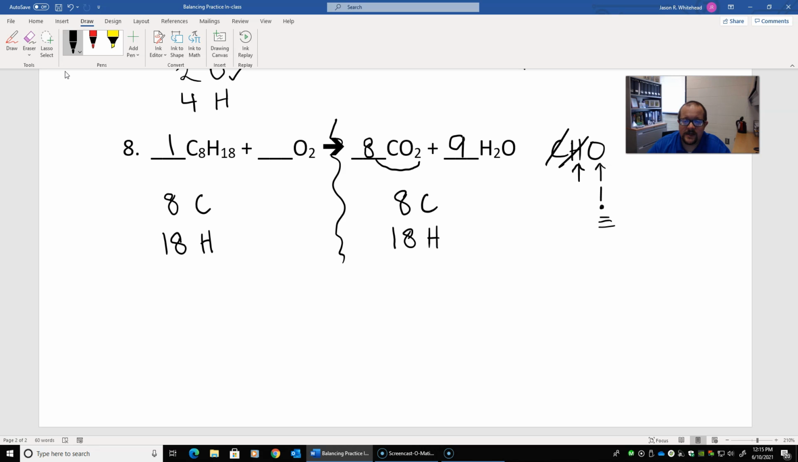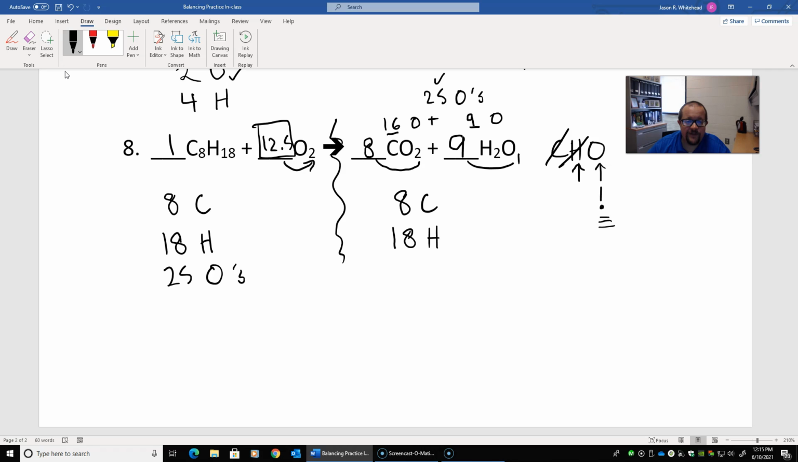8 times 2 is going to give me 16 oxygens, plus I've got some more here. So I've got 9 times 1, or another 9 oxygens. So 16 plus 9 is going to give me 25 oxygens total on my right-hand side. So I need 25 oxygens on the left-hand side. So whatever I put here times 2 needs to equal that 25 oxygens. So up here, if I put 12.5, 12.5 times 2 gives me 25 oxygens, and that's going to match what I have on the right-hand side.